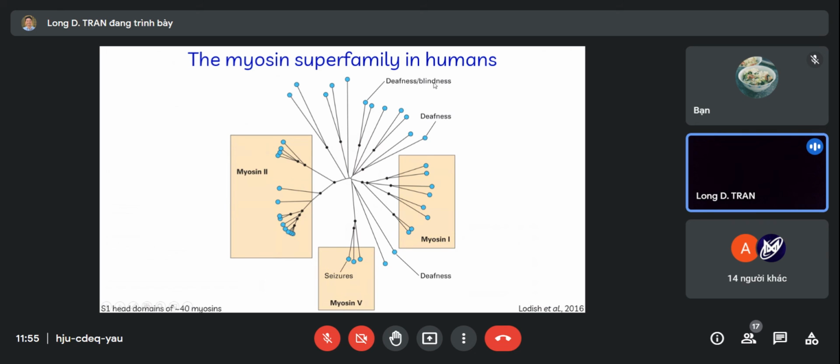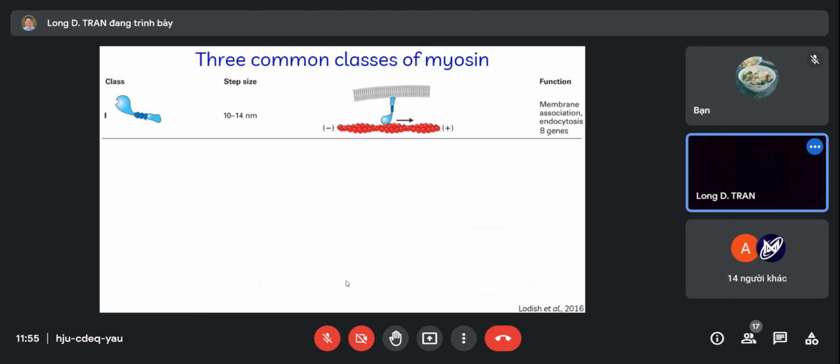For some of these myosins, mutation could lead to deafness or blindness. Among those myosins, myosin 1, myosin 2, and myosin 5 are the three most studied. Myosin 1 works as a monomer of heavy chains. So it has one heavy chain, with the head domain having the actin binding domain, and it also has the ATP binding domain here.